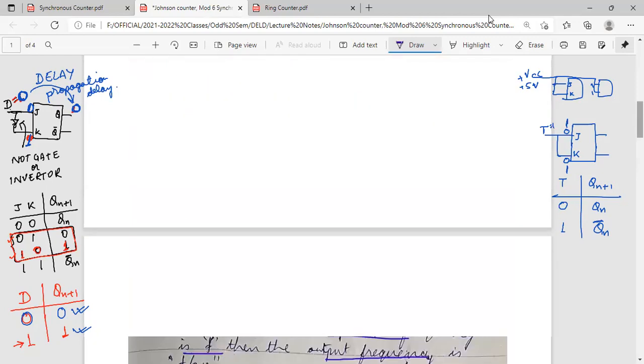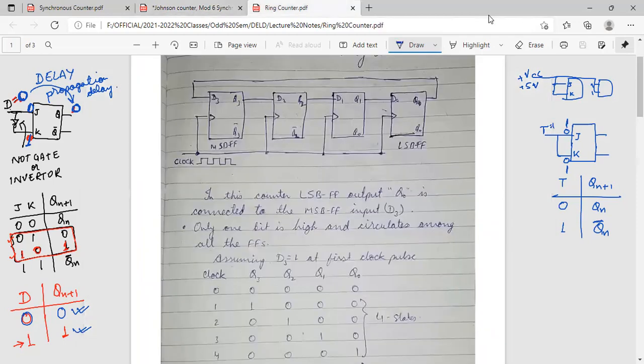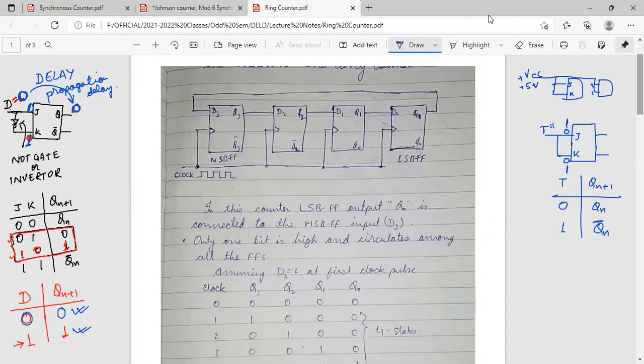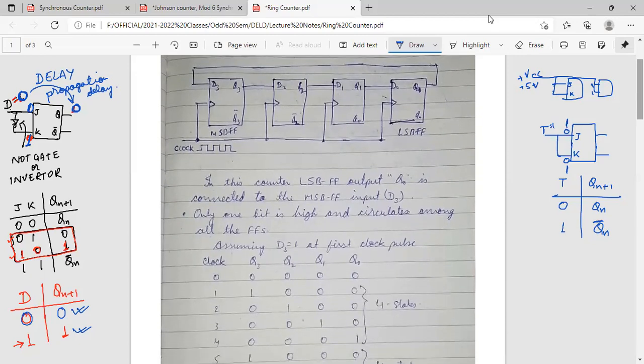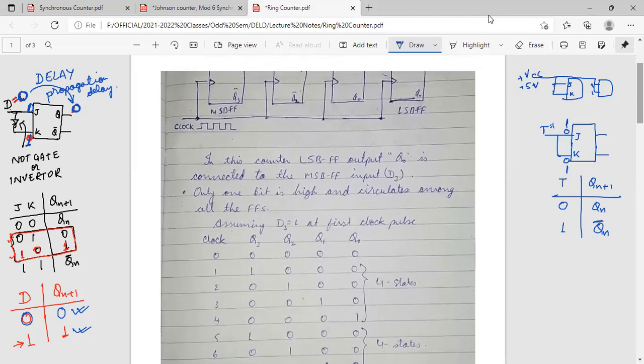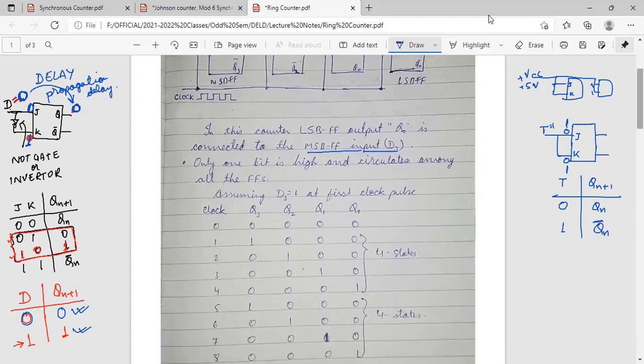So this is all about the twisted ring counter. Now we will go through the ring counter. Okay, so in ring counter you can see that it is nothing but SISO shift register, single input, single output. Okay. So here, in the same way, you can see that in this counter, LSB flip-flop output Q0 is connected to the MSB flip-flop input D3. Okay.